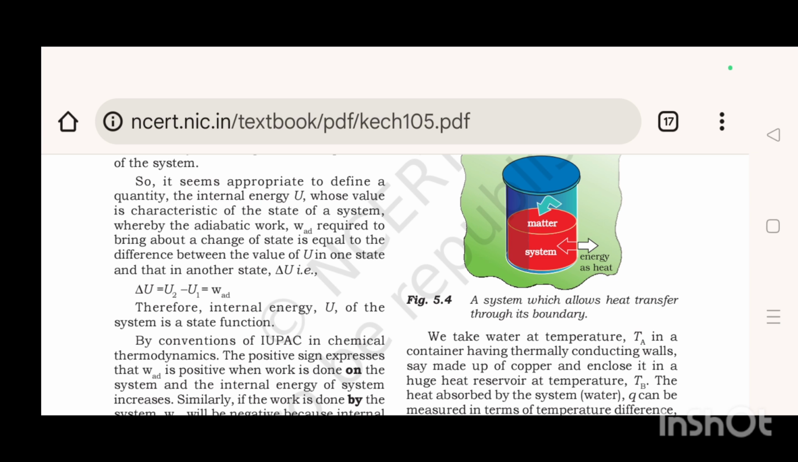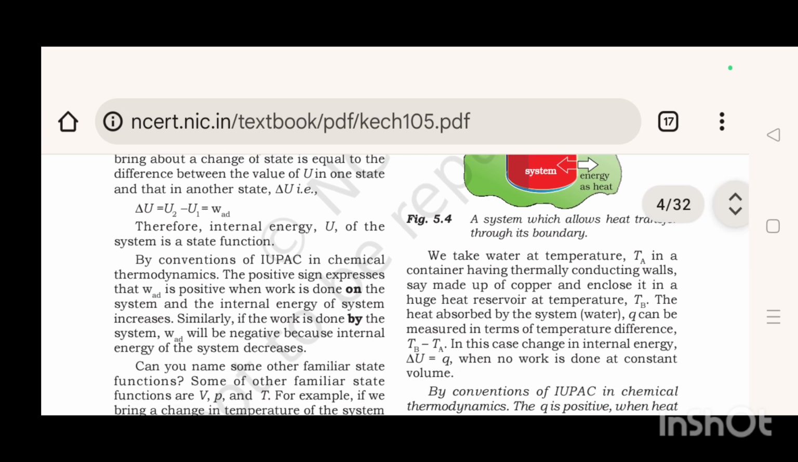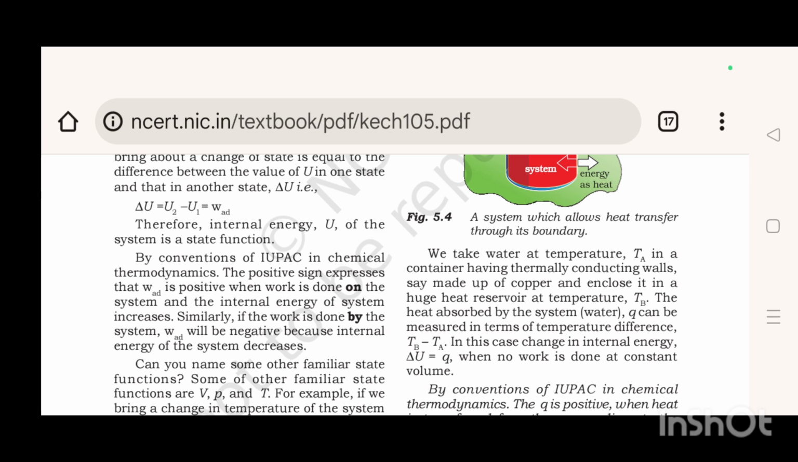By convention of IUPAC in chemical thermodynamics, the positive sign expresses that the adiabatic work is positive when work is done on the system and the internal energy increases. Similarly, when work is done by the system, the adiabatic work will be negative because the internal energy of the system decreases.